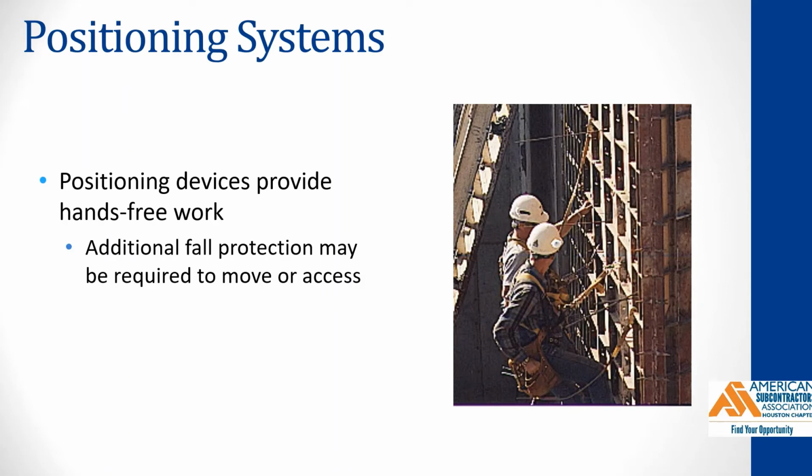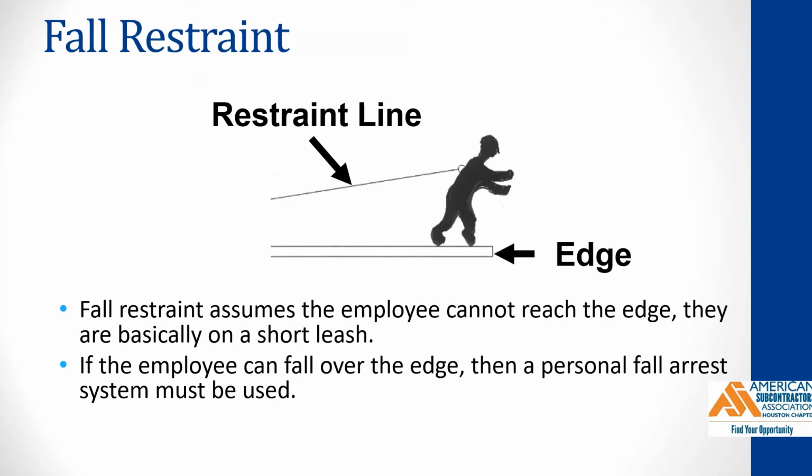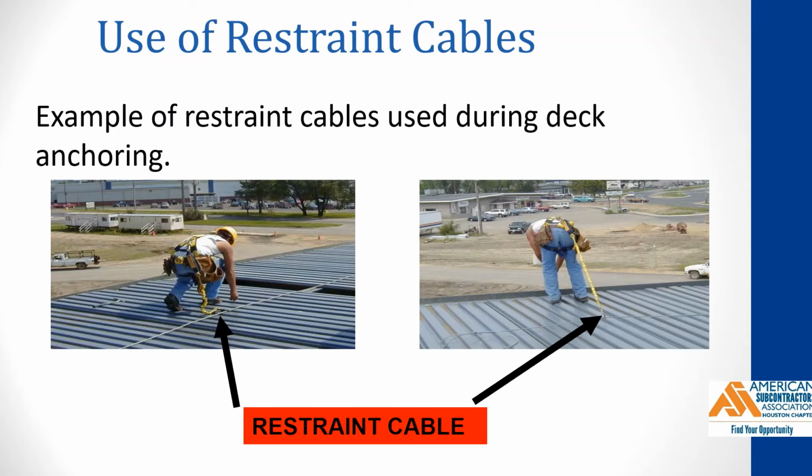A fall restraint system assumes the employee cannot reach the edge where the hazard exists. They are basically on a short leash. If the employee can fall over the edge, then a personal fall arrest system must be used. Here are examples of restraint cables being used during deck anchoring. Remember, a fall restraint system limits the employee's ability to expose themselves to a life-threatening fall.